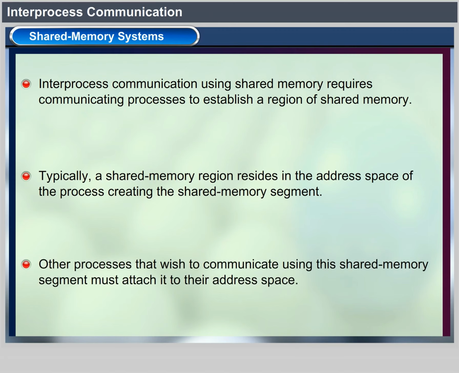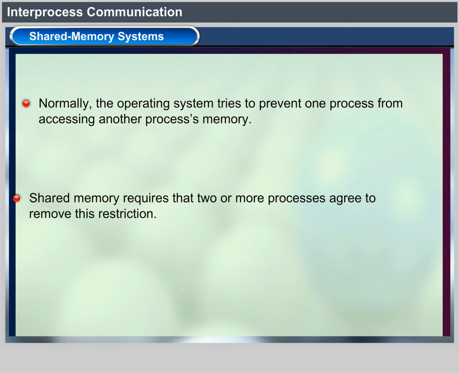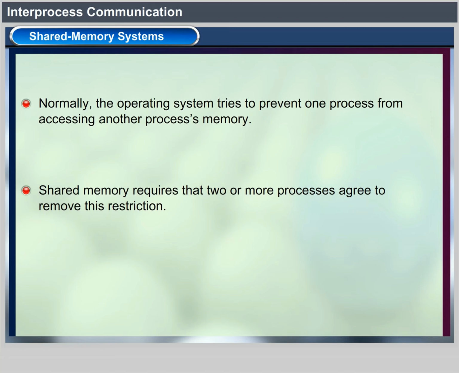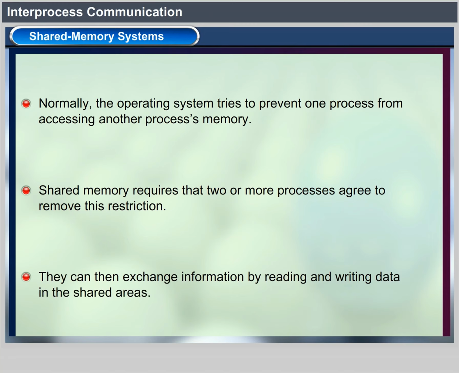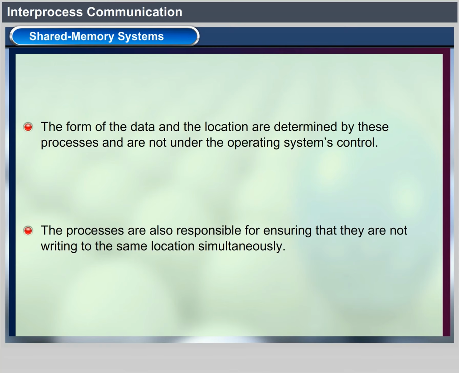Normally, the operating system tries to prevent one process from accessing another process's memory. Shared memory requires that two or more processes agree to remove this restriction. They can then exchange information by reading and writing data in the shared areas. The form of the data and the location are determined by these processes and are not under the operating system's control. The processes are also responsible for ensuring that they are not writing to the same location simultaneously.